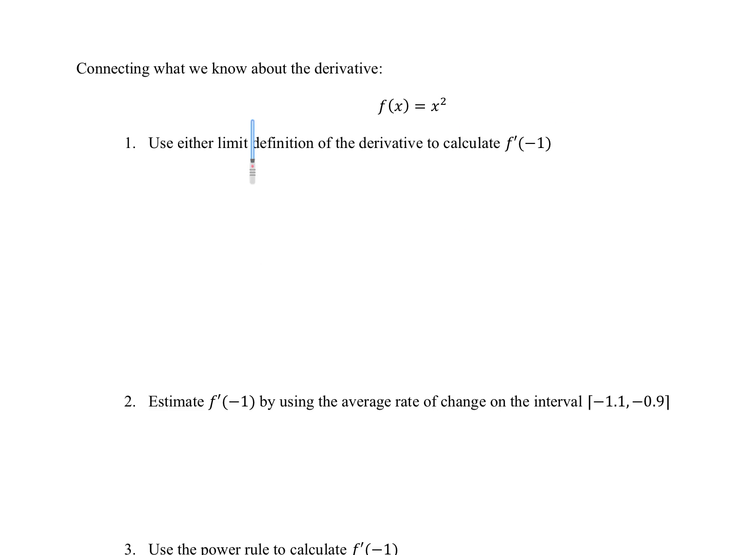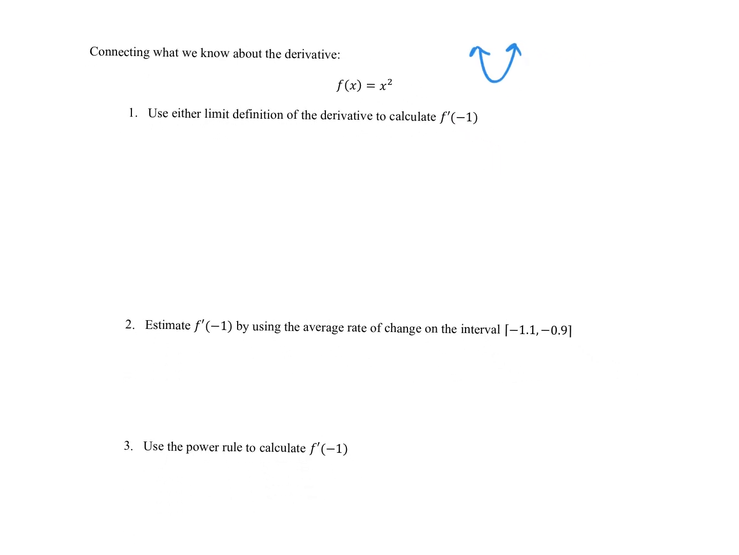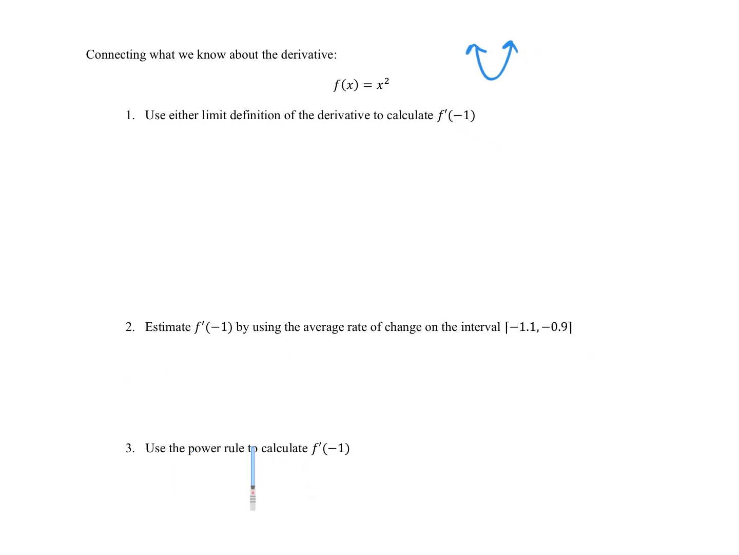I said, hey, connect what we know about the derivative. Here's my function, cute little x squared. Use either limit definition of the derivative to calculate the slope. Maybe I want us to work backwards, actually. Let's work backwards. Let's go do C first. Let's go C. What is the derivative of x squared?